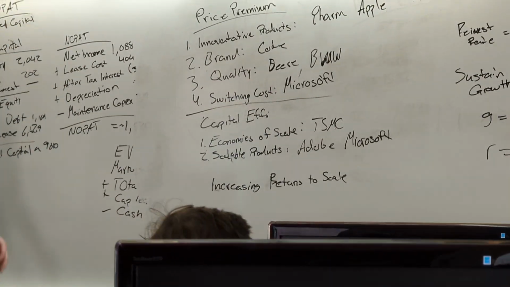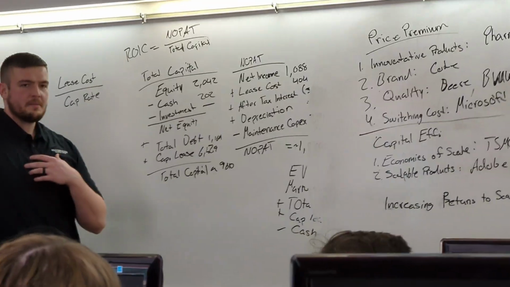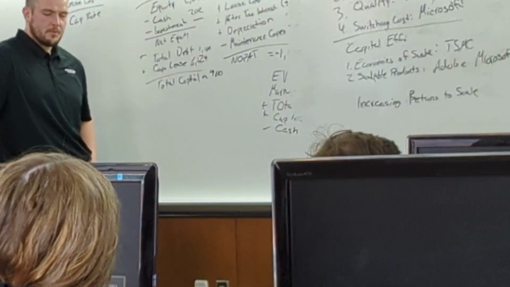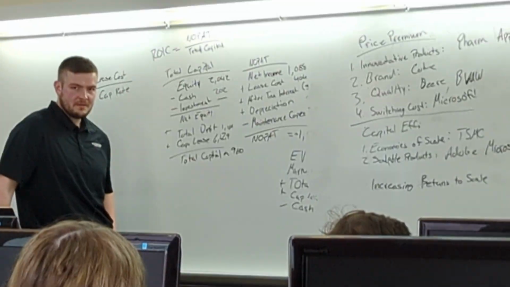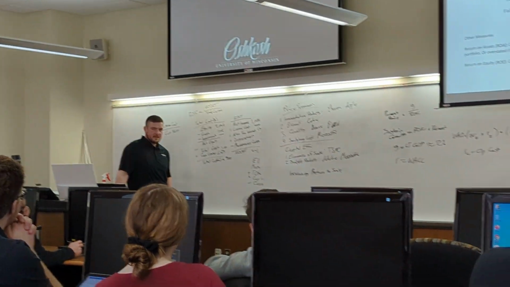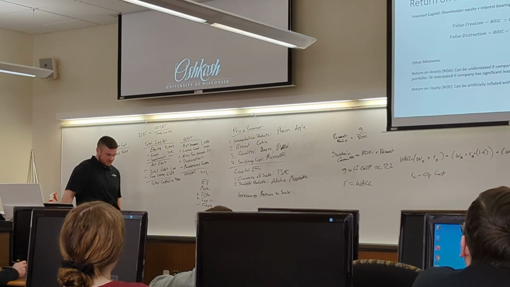Increasing returns to scale. So not only when I grow do I become more efficient, but I'm able to pass on more value to my customers. Anybody have an example of that? 3M? I think I might argue that that's just economies of scale. Okay. What about Costco?